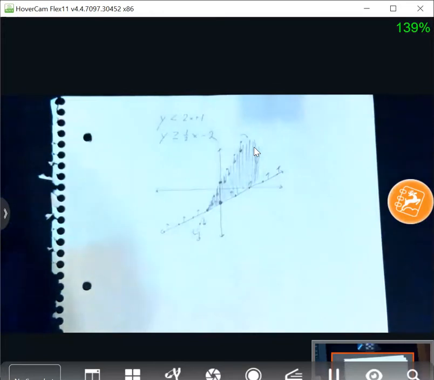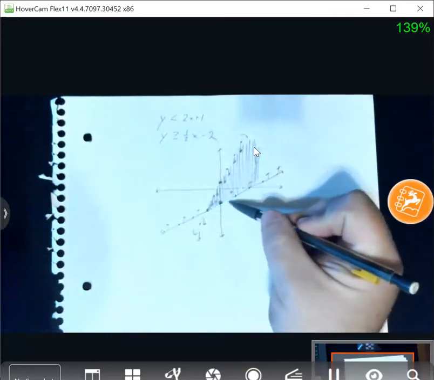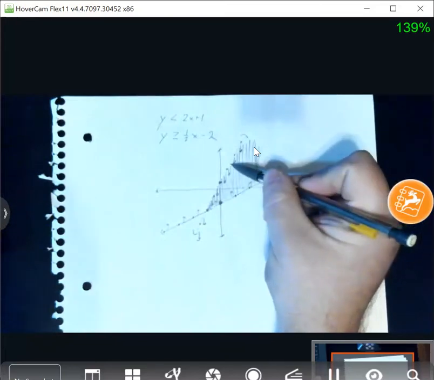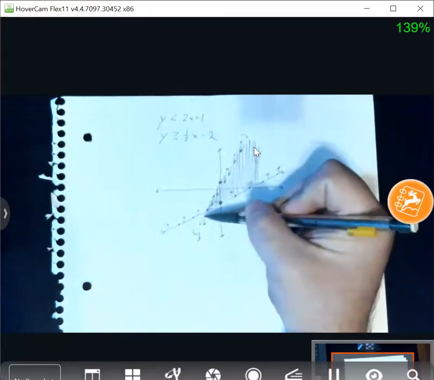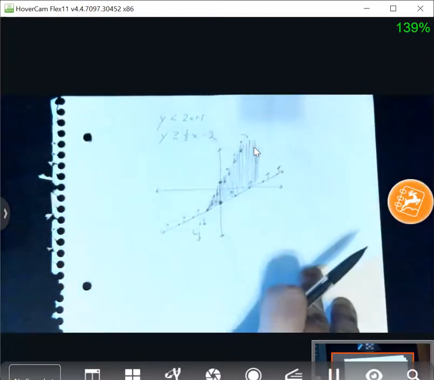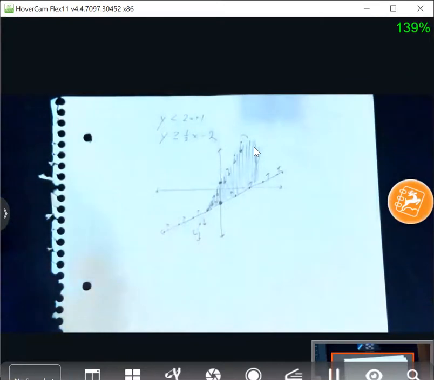So our solution to this system is this region that's above the bottom graph and below this one. That's the only area where it's true all the time. And it would go on forever, getting bigger and bigger. So that is the graphical solution to this system of inequalities. So let's kind of look at another one.